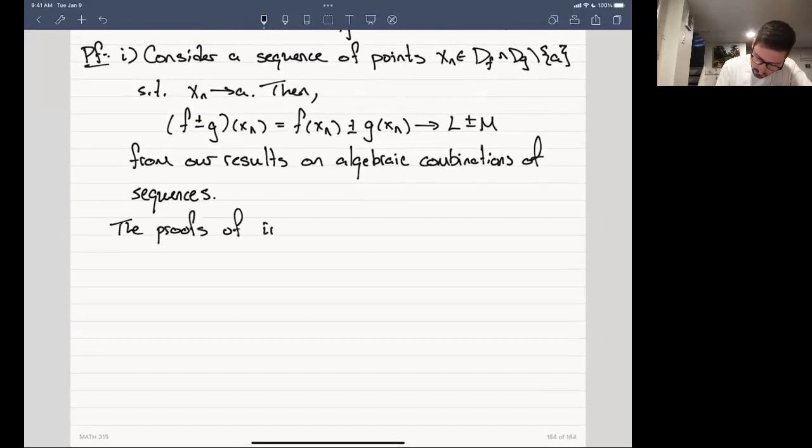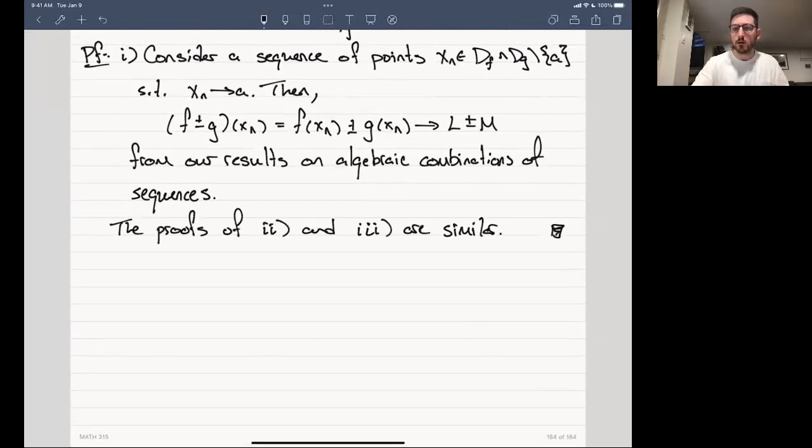So the proofs of part 2 and part 3 are similar. So I'm going to leave those out because it's just, again, invoking those algebraic combinations of sequences. So it might be important for you to go back and take a look at what we did with those algebraic combinations of sequences. If you're really bored, try and prove them, right? Try and prove number 2, try and prove number 3, and it should be similarly short because you're essentially just invoking those algebraic combinations of sequences.